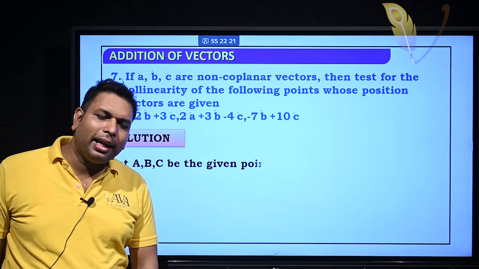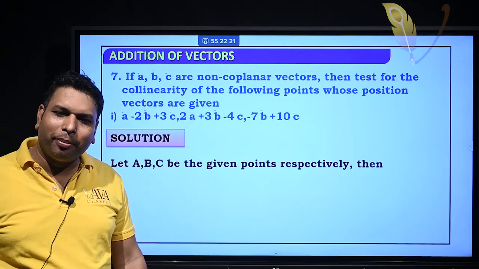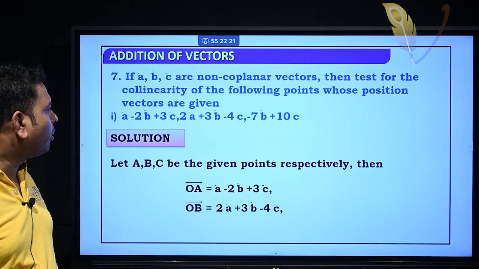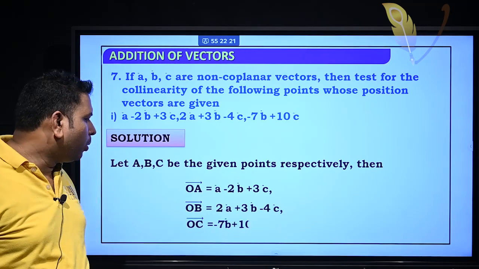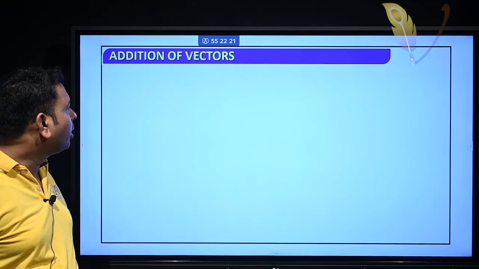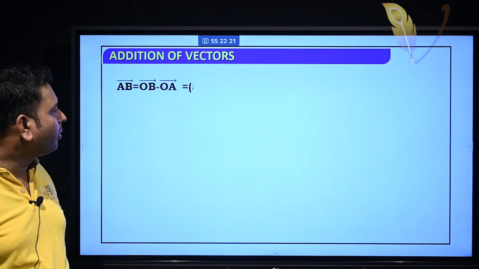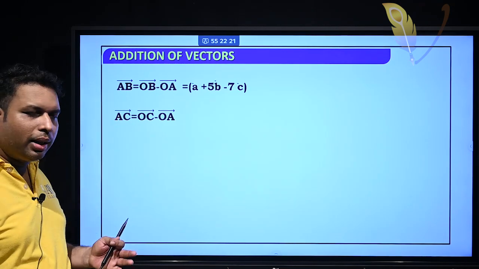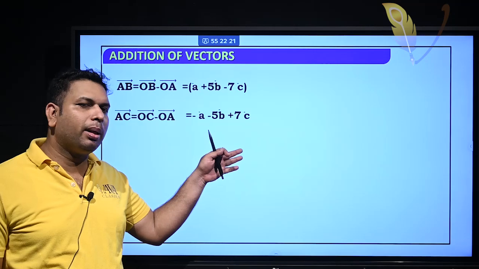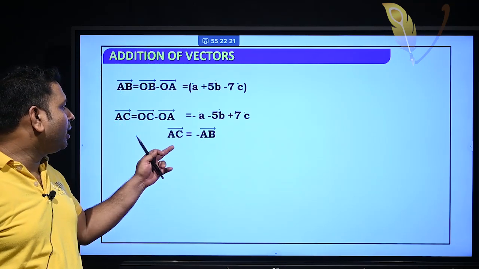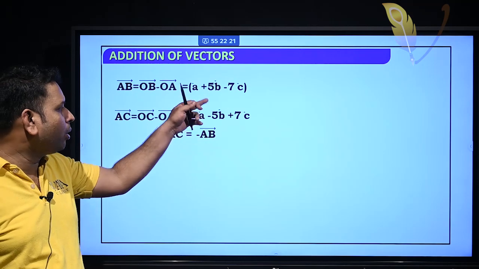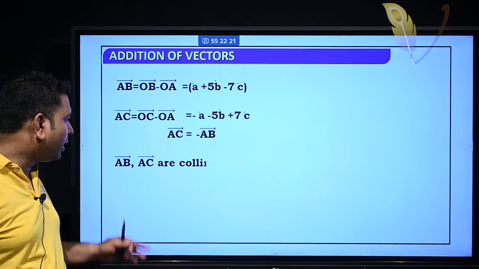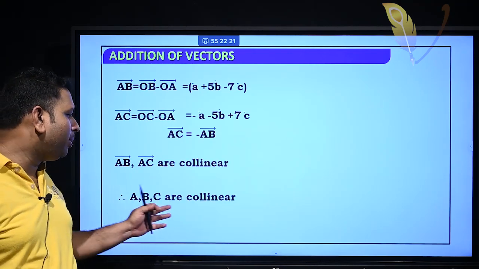Solution: let A, B, C be the given points respectively. Then OA equals a minus 2b plus 3c, OB equals 2a plus 3b minus 4c, OC equals minus 7b plus 10c. Now AB equals OB minus OA, so a plus 5b minus 7c. AC equals OC minus OA, so by subtraction it is minus a minus 5b plus 7c. Clearly AC equals minus AB. If a equals lambda b, then a and b are collinear. So AC and AB are collinear, that implies A, B, C are collinear.